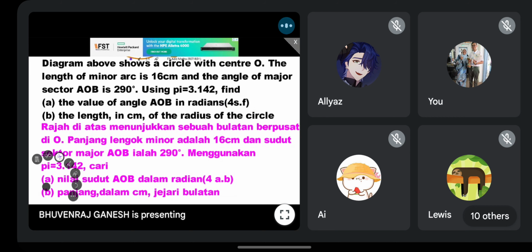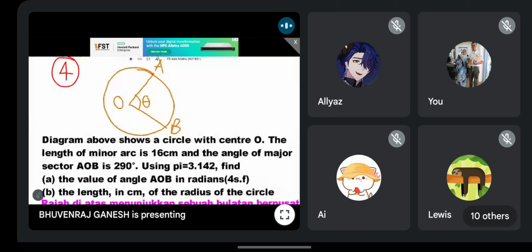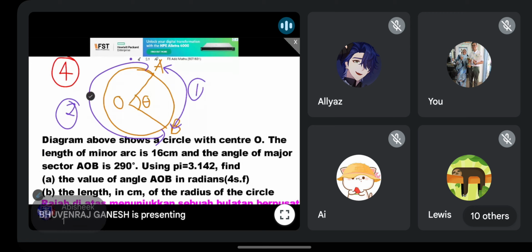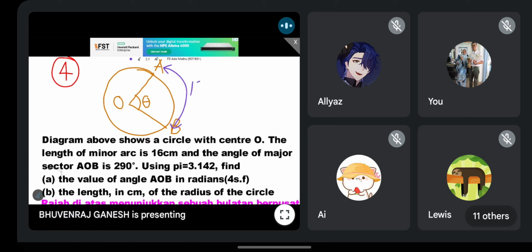Okay, so I think you all should have read already lah. Okay, so now they tell you that the length of minor arc is 16 cm. Panjang lengkok minor 16 cm. So guys, which one is the minor arc? Number 1 or number 2? Mana yang diceritakan kat sini? Yes, okay, name is minor means it should be shorter lah. Panjang tu lebih pendek. That's why we call it minor arc. So 16 cm is over here.